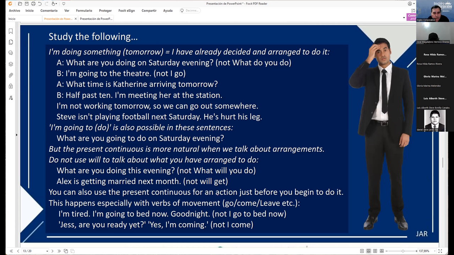You can also use the present continuous for an action just before you begin to do it. This happens especially with verbs of movement: go, come, leave, etc. I'm tired. I'm going to bed now. Good night. Me voy a la cama. I'm going to bed. Not "I go to bed now." I'm going to bed now.